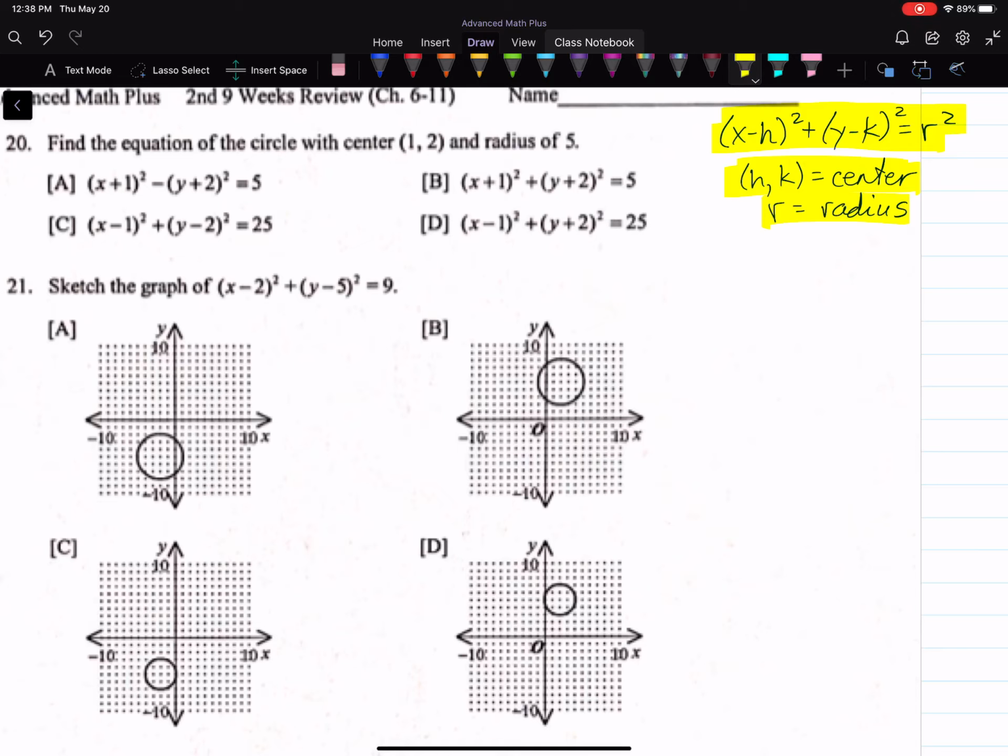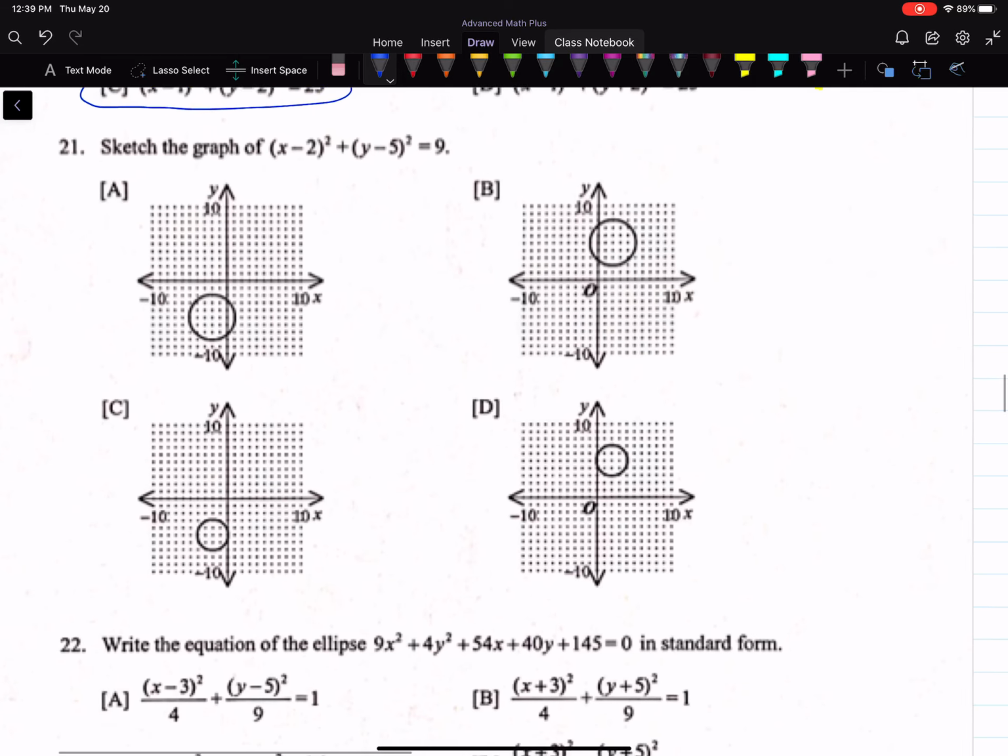All right. So if my center is H and K, we're doing the opposite of them in the parentheses. Okay. So my center is 1 and 2. So that means I'm going to be X minus 1 and Y minus 2, which is C. It's the only one it can be. Okay. My radius is 5. What is 5 squared? 25. So that's why it's equal to 25. That's all there is to do that.